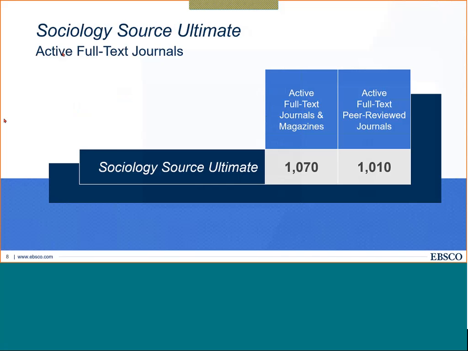How many journals are available in this database? Active full-text journals indexed in this database number 1,070. And out of these 1,070, 1,010 are peer-reviewed journals. So they came through a peer-review process, and it guarantees valuable results. When I mention active full text journals, active means that the full text is still being added to the database when a new issue is published.